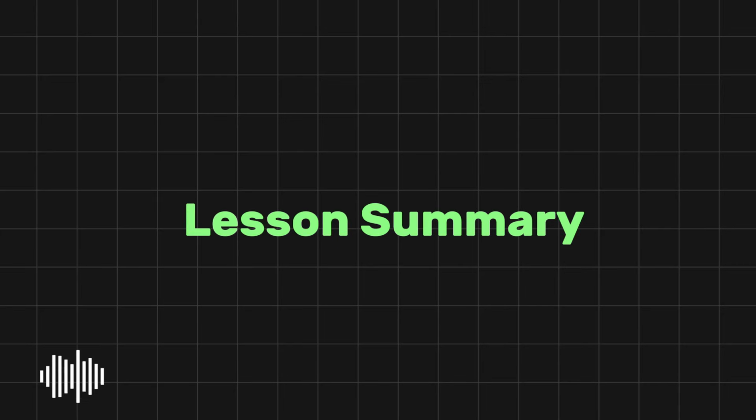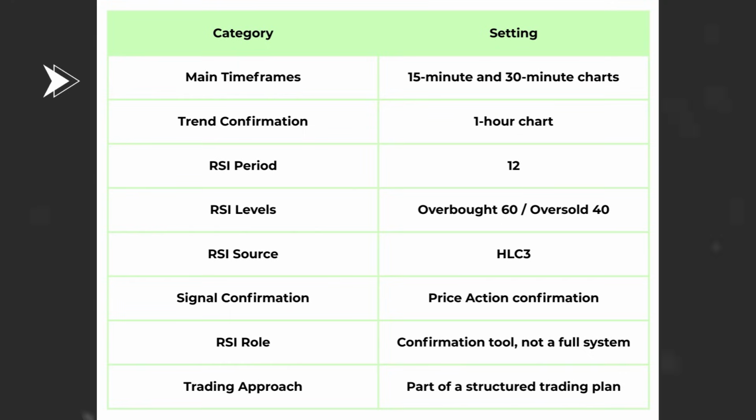Lesson summary. Let's summarize. For day trading gold, the main chart to watch is the 15-minute chart, with a trend confirmation from the 1-hour chart. Use an RSI period of 15 for smoother and more reliable signals. Set overbought and oversold levels to better capture intraday moves. Use HLC3 as the RSI source to reduce noise and avoid false signals.